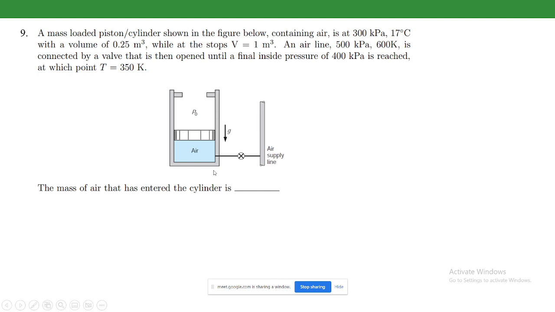So this is a mass loaded piston cylinder assembly containing air at 300 kPa, 17 degrees Celsius, with a volume of this one. So what are the initial conditions?